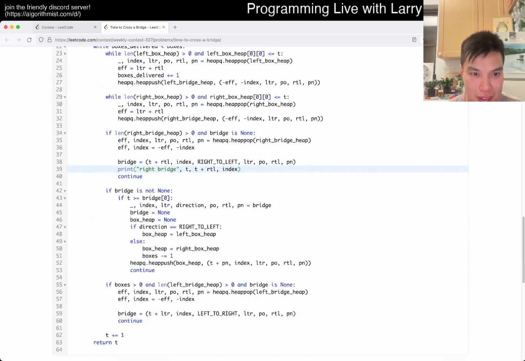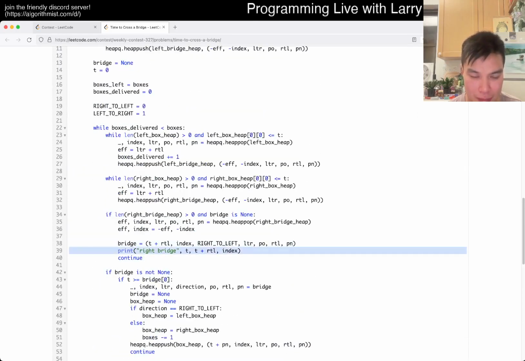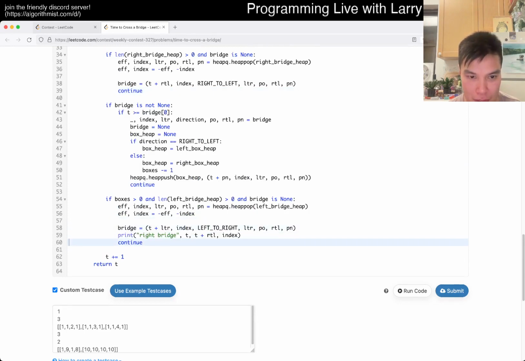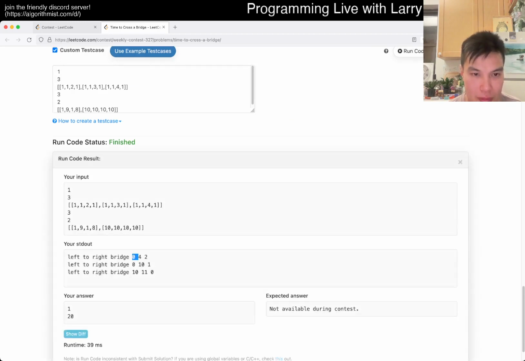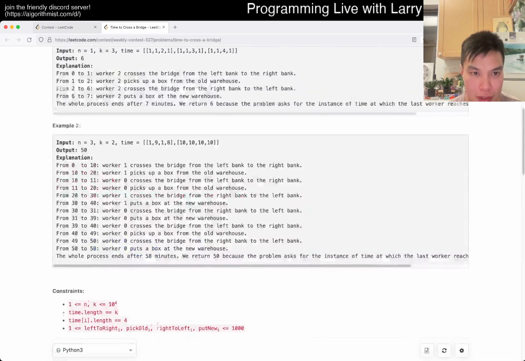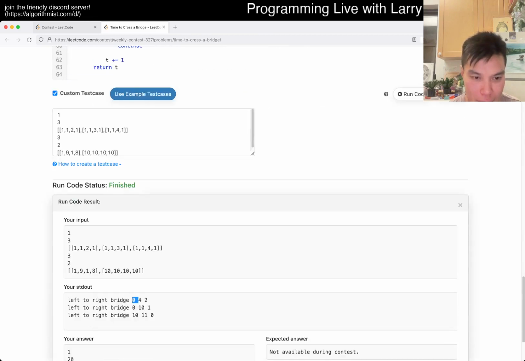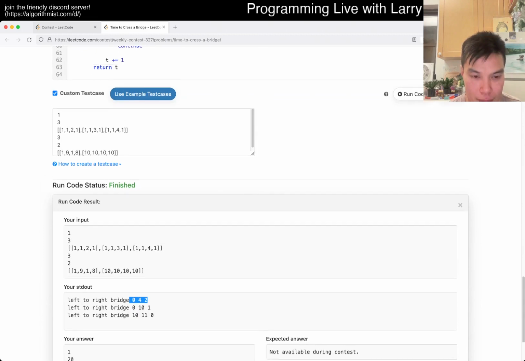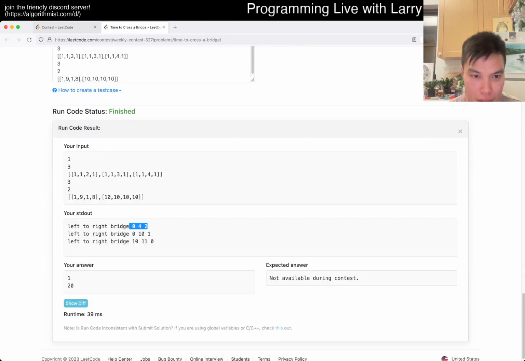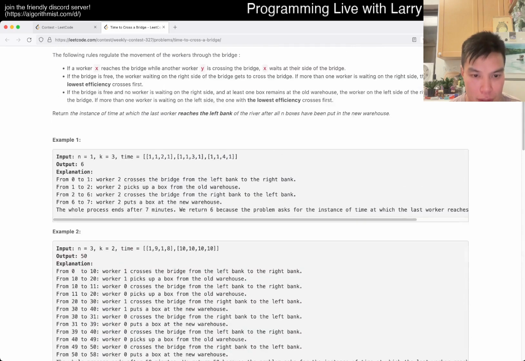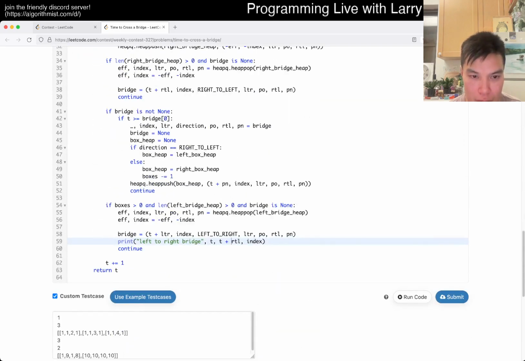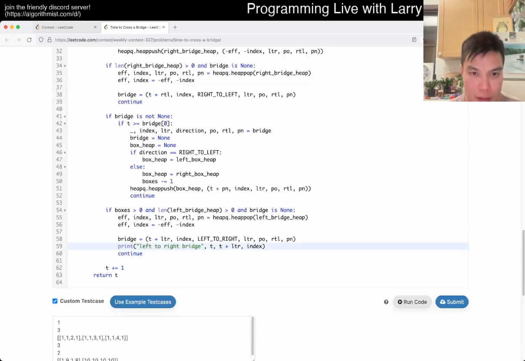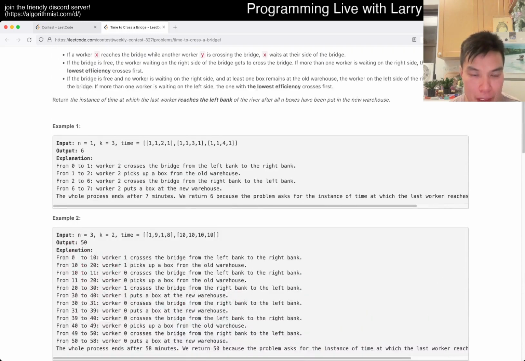Well, that's not the right place, is it? Should be here first. Okay, so it's 0, 4, and index 2. Did I mess that up? Index 2 is right. T and then, oh, I just copy and paste. Well, okay, fine. Okay. And then 1 to 2.